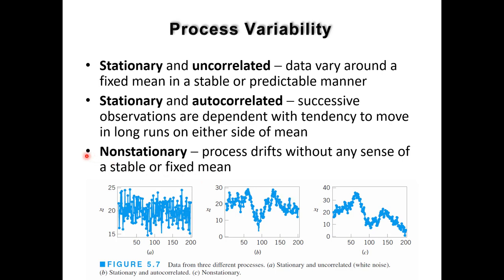Next is the condition of a non-stationary process. Non-stationary meaning you cannot identify the stability. It keeps on changing. The process drifts, without any sense of a stable or fixed mean. It keeps on changing. So this is a situation of non-stationary process variability.